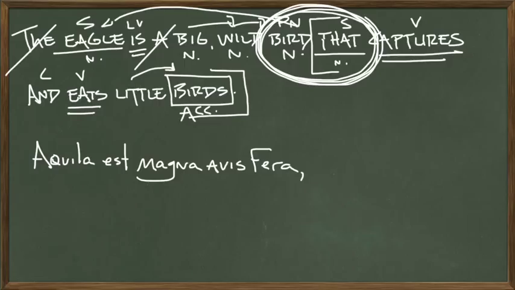Aquila est magna avis fera quae, we use quae because it's feminine, and we're using a feminine relative pronoun because avis is feminine. And if you're not sure if avis is feminine, you can look at the adjectives around it to determine that, oh yeah, avis is feminine. Plus also aquila is feminine. But aquila est magna avis fera quae, and we're going to put the direct object in here first.